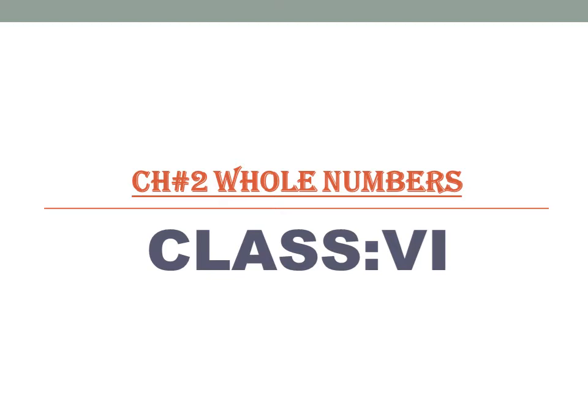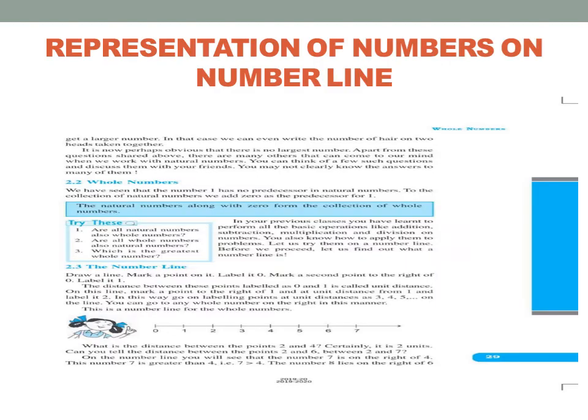Now today also we learn something more about the whole numbers. Representation of number on a number line. Girls, we know what whole numbers are. In the previous lecture I have explained what whole numbers are. Whole numbers are the numbers which start from 0 and proceed 1, 2, 3, 4 and so on. So how can these numbers be represented on the number line?